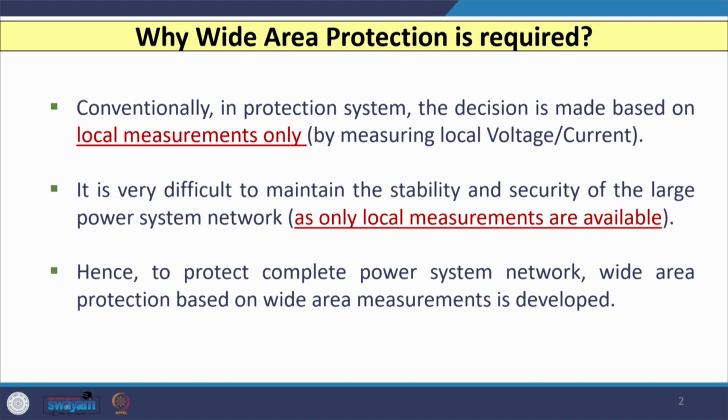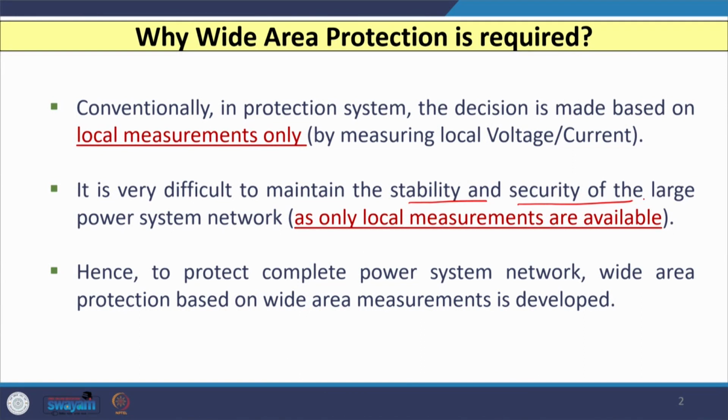Before we start the introduction of the phasor measurement unit, let us see what wide area protection is and why it is required. In conventional protection systems, the decision is made based on local measurements. By measuring, say, the 3 phase voltages or 3 phase currents at the local end or sending end, whatever protective device we have installed will take the decision based on these local measurements. If a protective device uses only local measurements, it is very difficult to maintain the stability and security of the entire power system network. Hence, to protect the complete power system network, wide area protection is required, and it is based on wide area measurements carried out in the entire power system network using phasor measurement units.